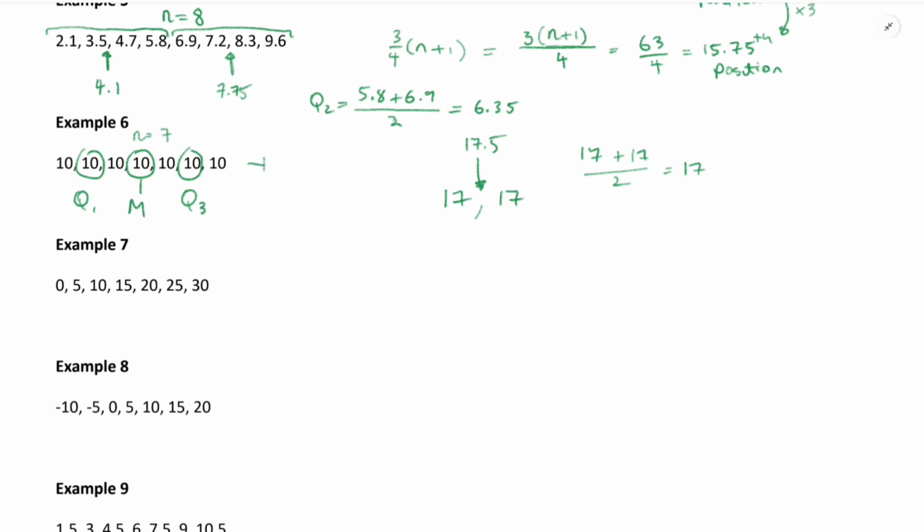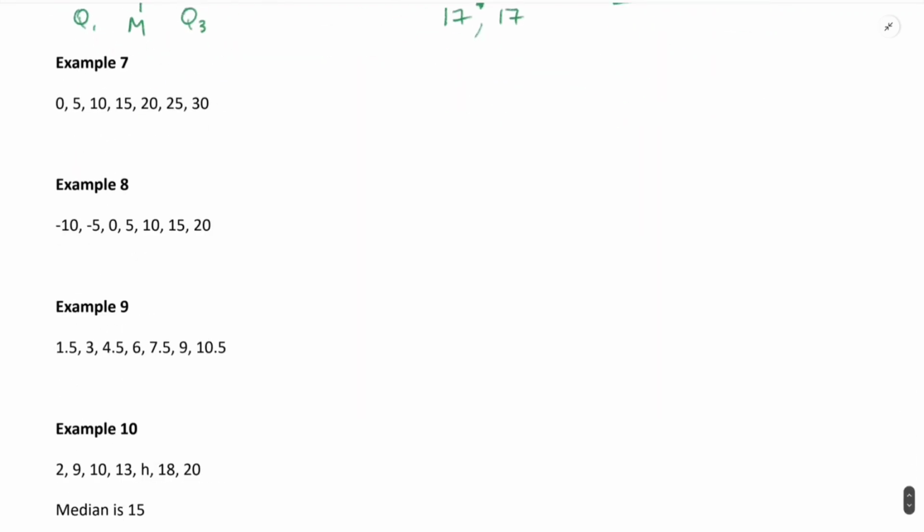Okay, so typically box plots go like this. This box plot would look like this, wouldn't it? So it doesn't really tell you anything. 0 spread, but it tells you that there's 0 spread. I mean, that's what it is. Example number 7.